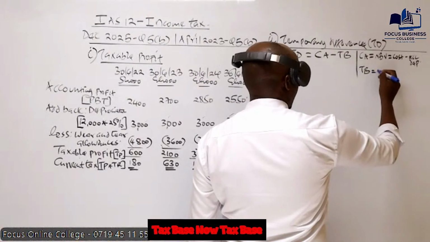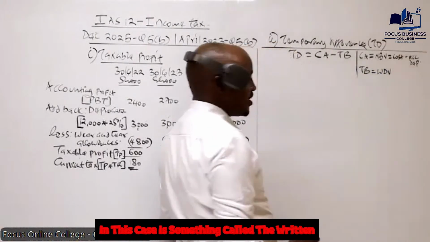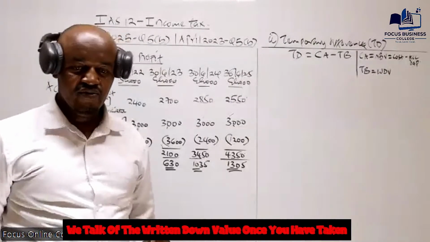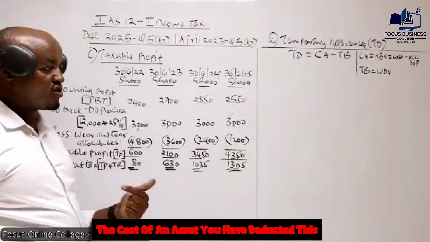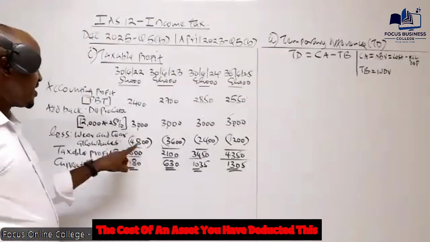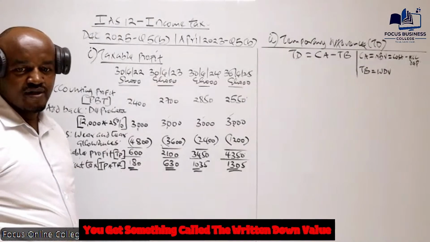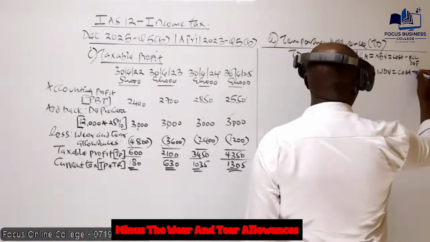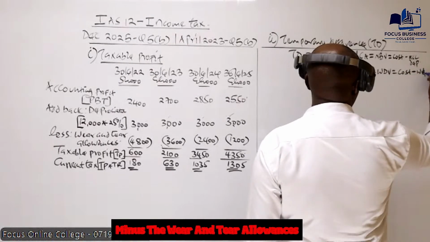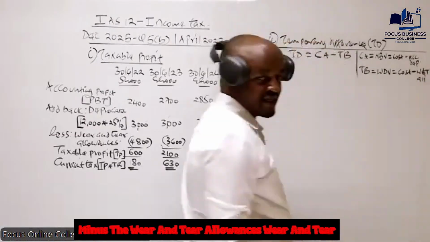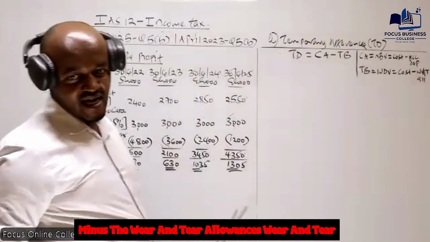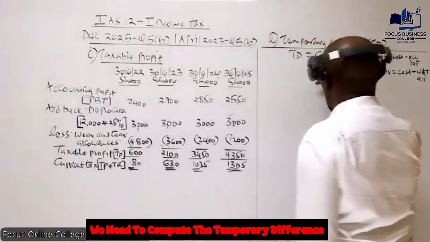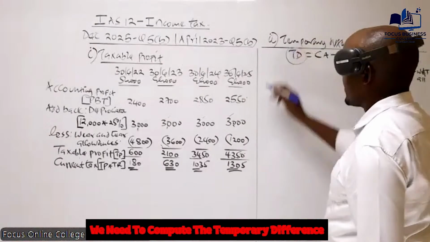The tax base in this case is the written down value. In taxation, we don't talk of the net book value of an asset; we talk of the written down value. Once we have taken the cost of an asset and deducted the wear and tear allowances, you get the written down value. So to compute this, we take the cost of the asset minus the wear and tear allowances. Therefore, we need to compute the temporary difference for the 4 years.